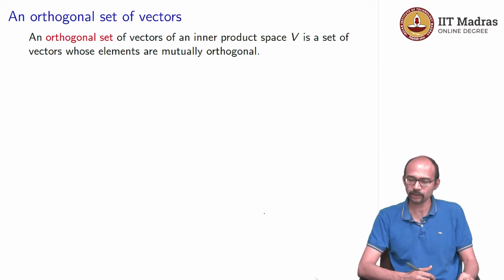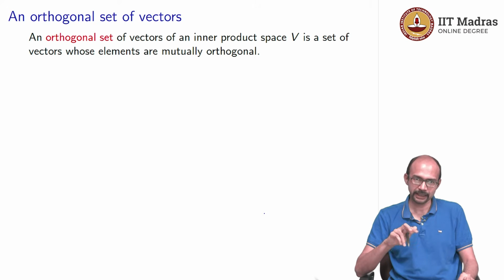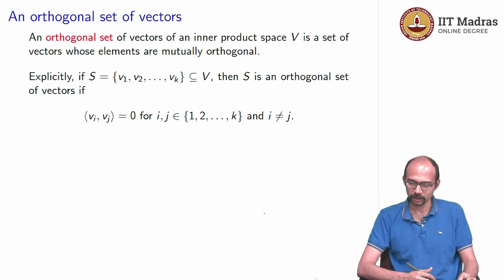So, an orthogonal set of vectors in an inner product space V is a set of vectors whose elements are mutually orthogonal. Okay, so that means they are pairwise orthogonal. So, if you take any two of them, then they are orthogonal. So, explicitly what that means is if you take the set V1, V2, ..., Vk in V, then S is an orthogonal set of vectors if Vi comma Vj is 0. Of course, you need that i is not equal to j.